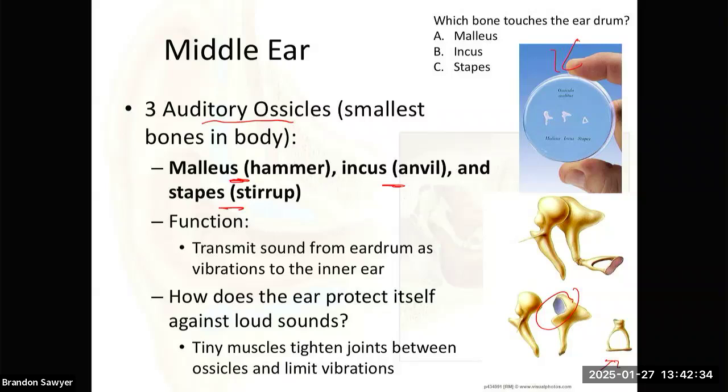And so when those muscles contract, they kind of stiffen up the joints so the bones can't move as much. And that makes it so we don't transmit as much sound. The less those bones are moving, the less sound gets transmitted into the middle ear.